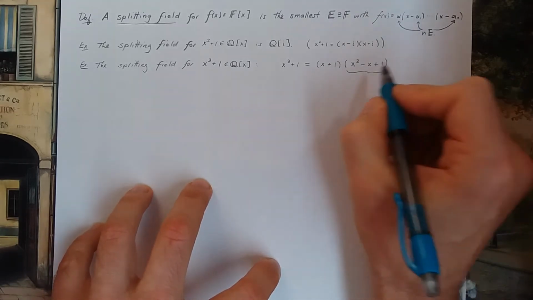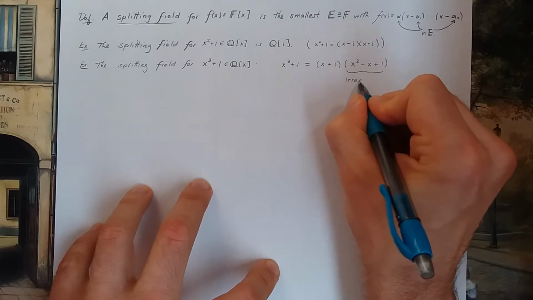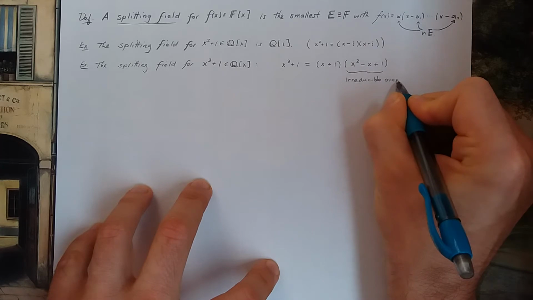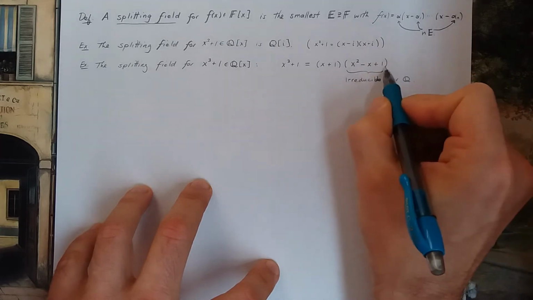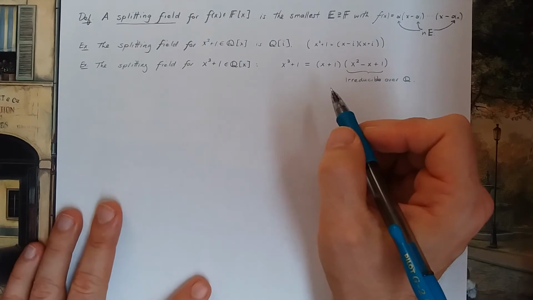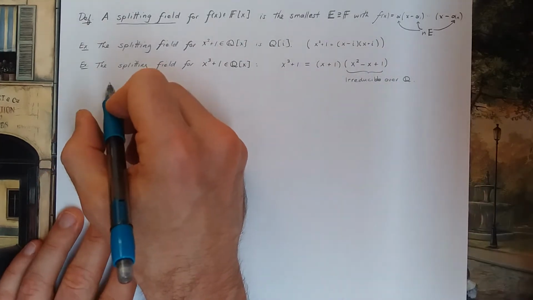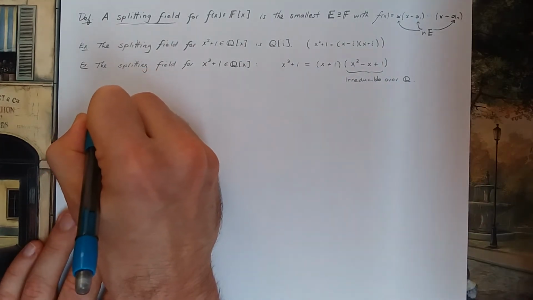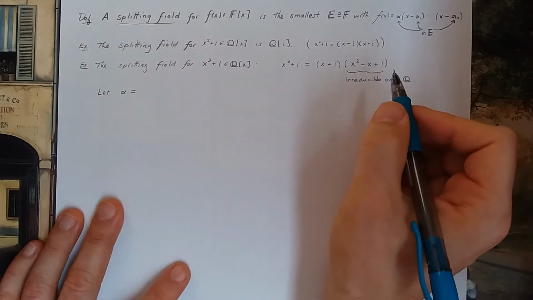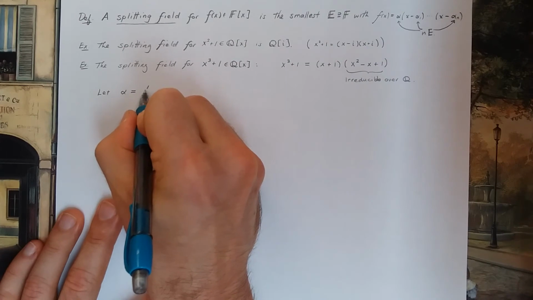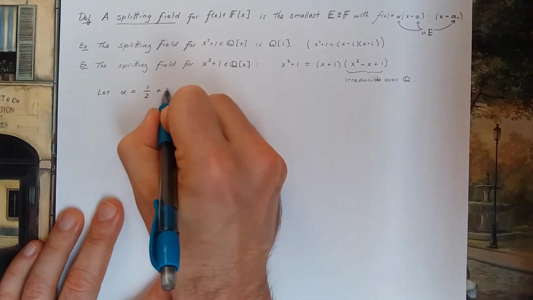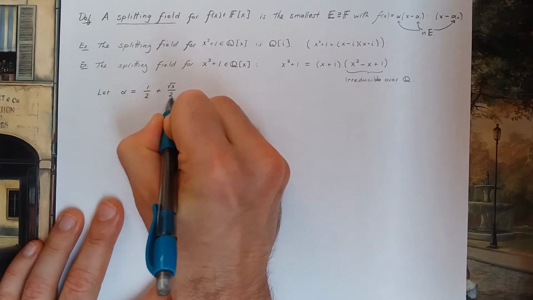This here, this is irreducible over the rationals. You could see that there's no root. The rational root theorem does it right away. So I'm going to let alpha be equal to 1/2 plus the square root of 3 over 2 i.